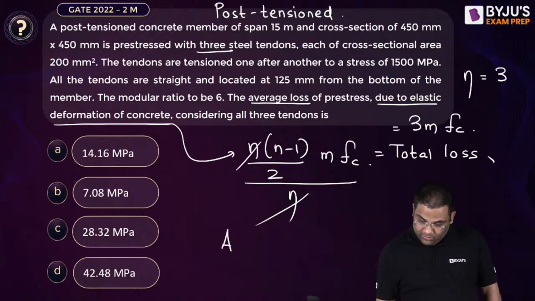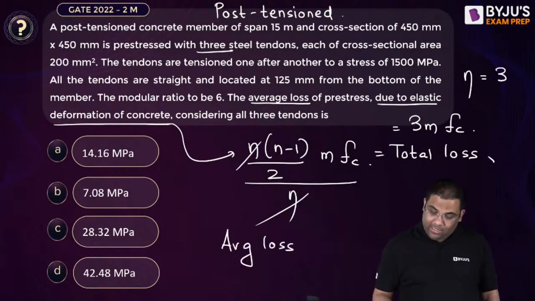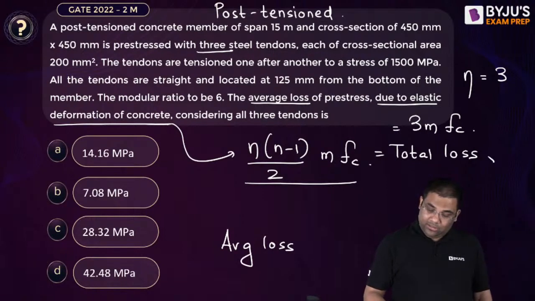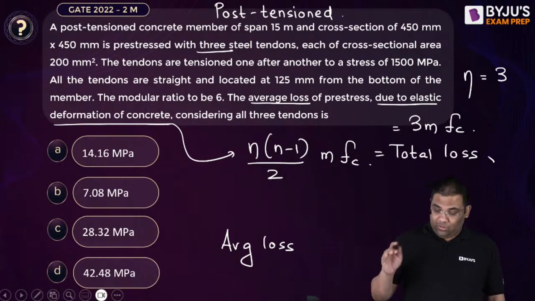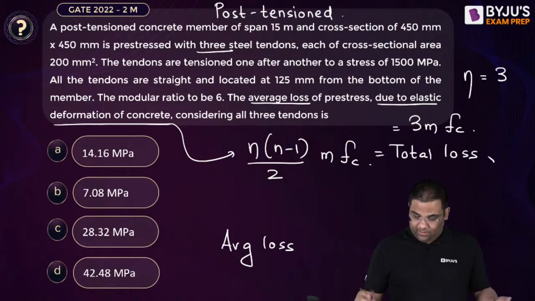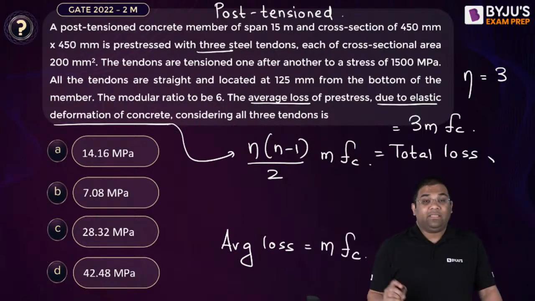So average loss, you can also find out like this. See, total loss is 3 into mfc. So average loss will be 3 mfc by 3. That is equal to mfc. Yes. But you will not always get mfc. Here we got it because n was 3.